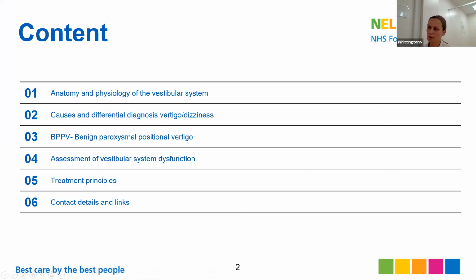Okay, so this is what we're going to touch on today: a little bit around anatomy and physiology of the vestibular system, talk about causes of dizziness and vertigo and potential differential diagnosis. I'm going to talk a little bit more in depth around BPPV, or benign paroxysmal positional vertigo. And then we're going to look at assessment and treatment principles. And at the end, I have a few links for you that you can look up and contact details.